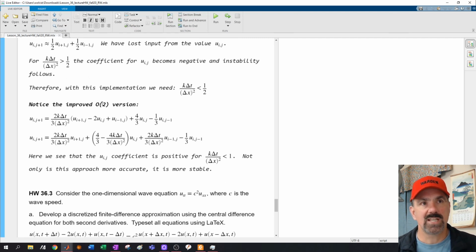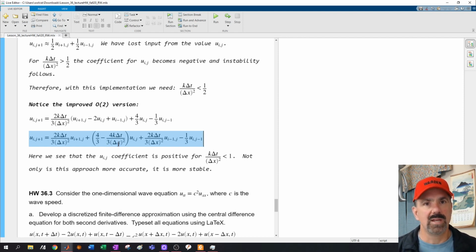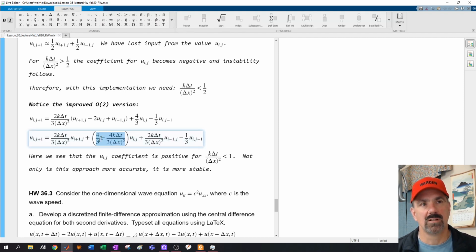Looking at this second order version, where I replaced that partial with respect to t approximation with something that was second order instead of just the first order forward difference, we end up with a situation that looks like this one here. And we can still see that important factor in there, k times delta t divided by delta x squared. But in this case, what you notice is this central term does not vanish until k delta t over delta x squared is approximately 1.